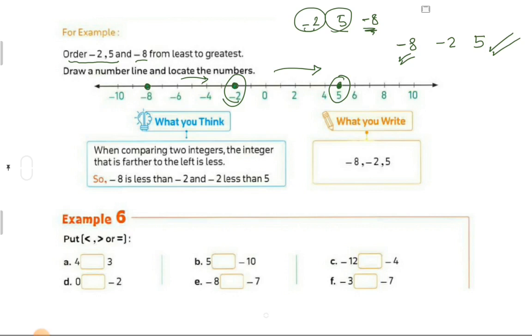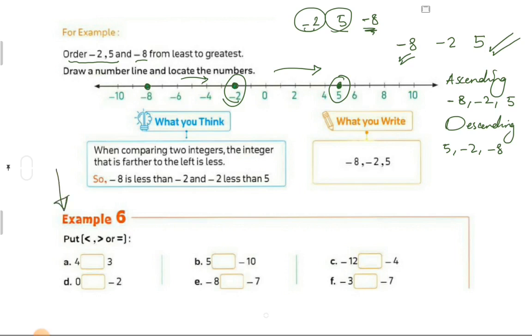You can order these numbers in two ways: ascending or descending. If you ask me for ascending, you start with the smallest one: negative 8, negative 2 and 5. But for descending order, you start with the greatest one: 5, negative 2, negative 8. Okay?